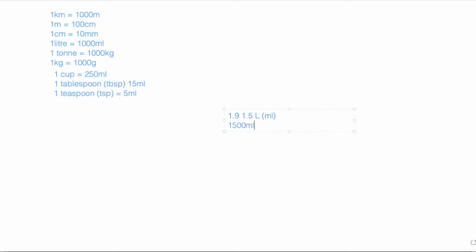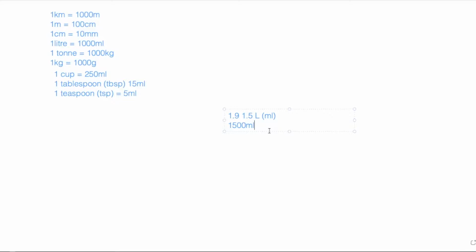1,500 milliliters. See, it doesn't matter whether it's volume or distance or weight. Maybe we should do weight. Yeah, we've done weight. It does not matter. As long as you know this, you can solve any of these problems.